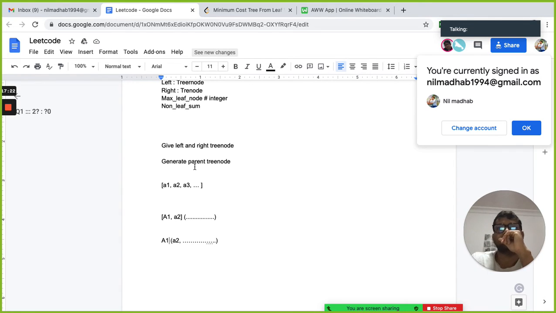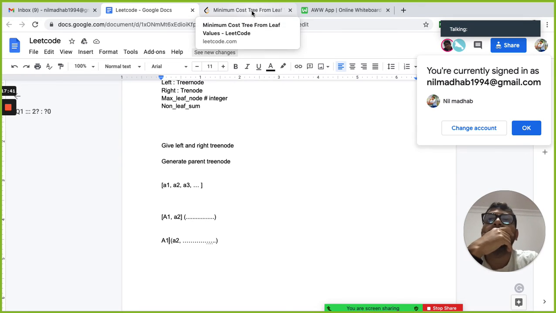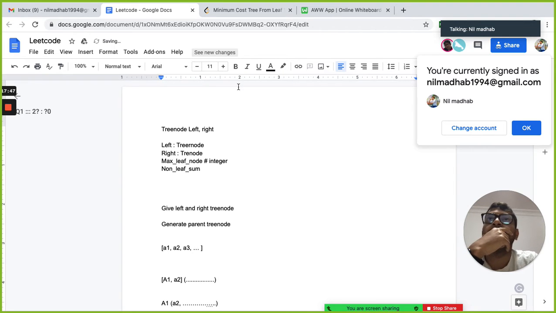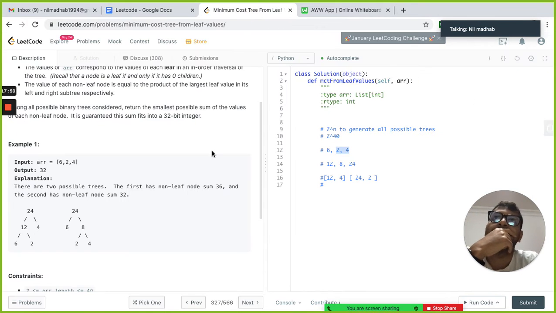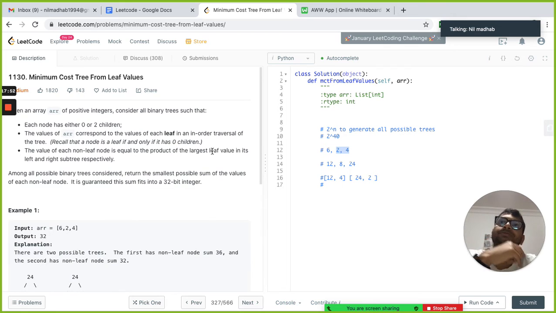Okay. And generate this tree, something. Okay, that would be my approach, but it will be a bit hard to code. Do you guys have any other ideas by which you can solve this problem?